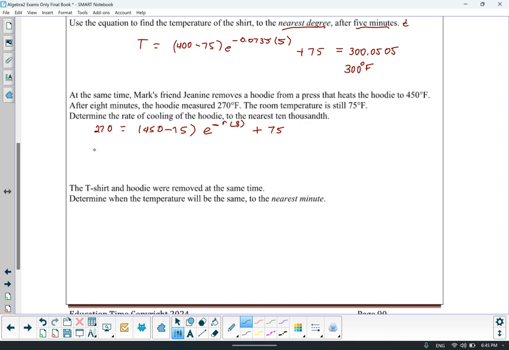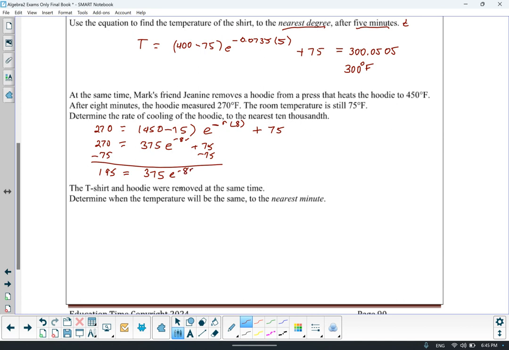Okay, so what would you do? I first simplify, so 270 is equal, 450 minus 75 is 375 e, and I would write this as negative 8R plus 75. You want to isolate the power of e, so you're going to subtract 75 from both sides of the equation, and you get 195 is equal to 375 e to the negative 8r.